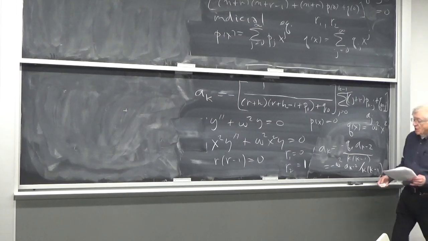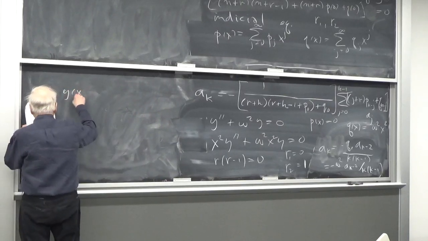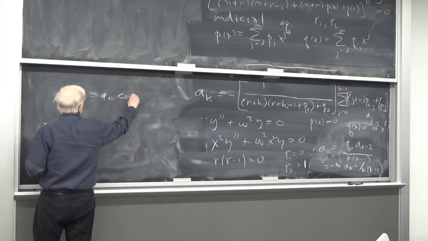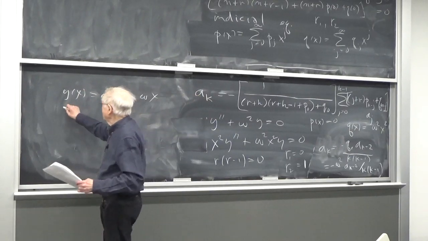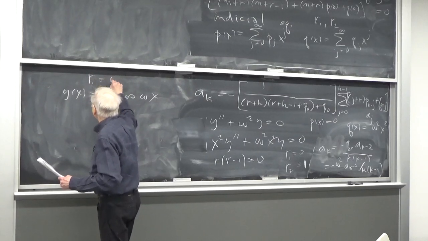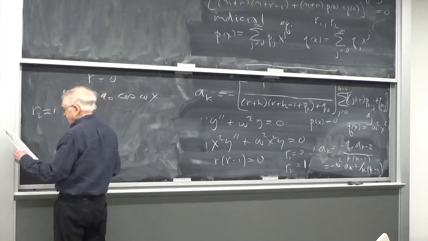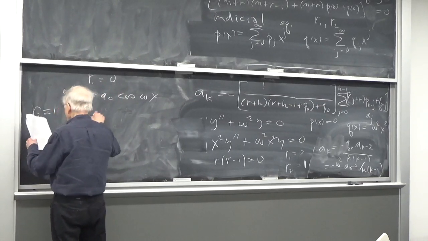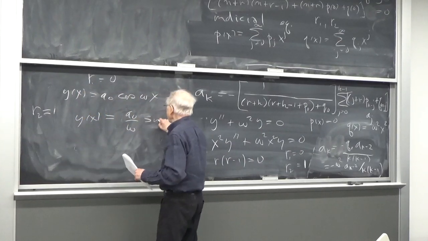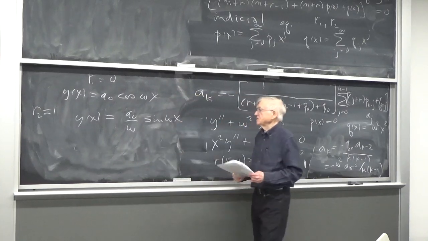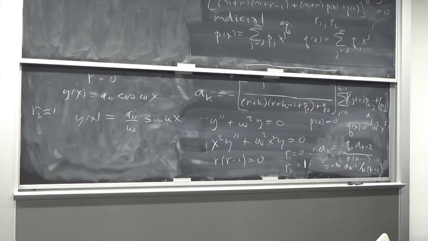So for the first root, r equal to 0, what one gets is that y of x is a0 cosine omega x, and this is for r1 equal to 0, r2 equal to 1, what we get is y of x is equal to a0 over omega sine omega x. So we get the usual solutions, cosine and sine, from Frobenius' method in this case.